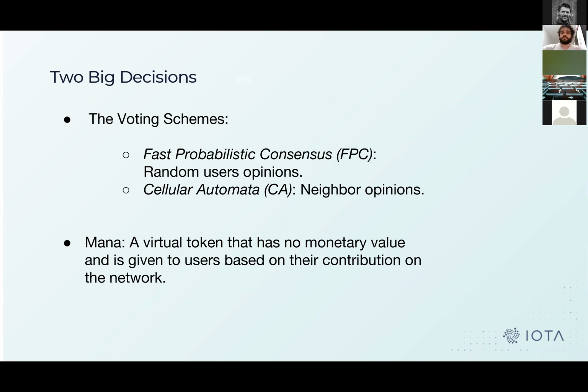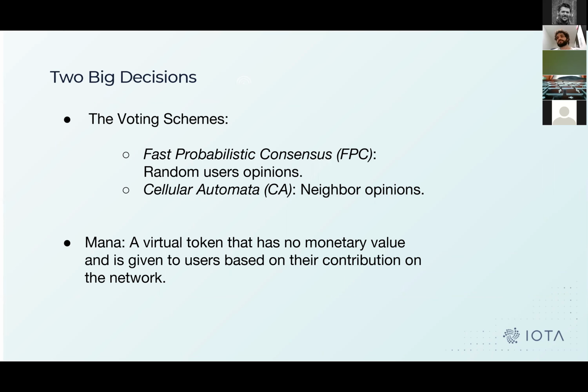We had two big voting schemes. One was the fast probabilistic consensus. This one was internally developed by Sergei Popov. We have a mathematical paper on this on our website. Please check it out. And then we have the cellular automata, which even though it's external, has many good properties and is studied really well by academia. So we decided to check which one of those two is the best. We proceeded with both, doing research on both to see which one we could use.